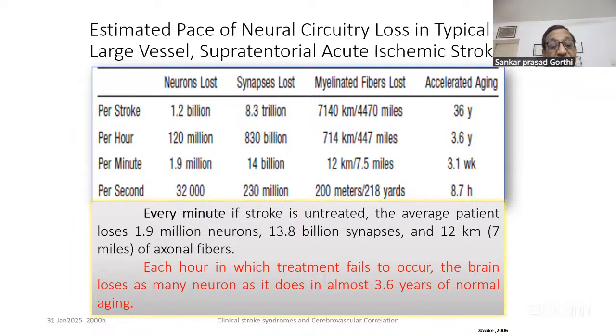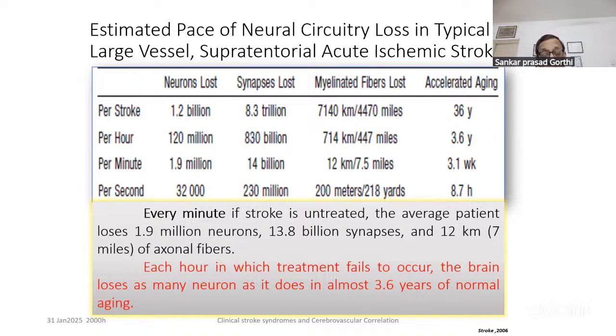We look at that. Per second, 32,000 neurons are lost, 230 million synapses, 200 meters, and they age by 8.7 per second. And per hour they age by 3.6 years. So time is brain. Every minute, if stroke is untreated, the average patient loses 1.9 million neurons, 13.8 billion synapses, and 12 kilometers of axonal fibers. That means approximately 7 miles.